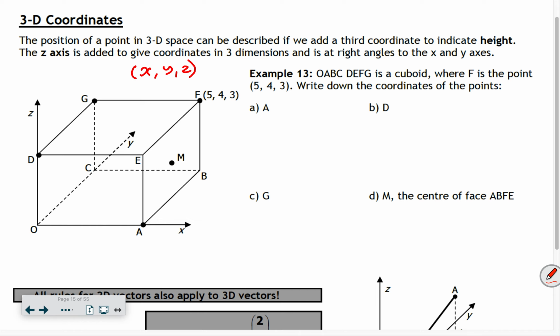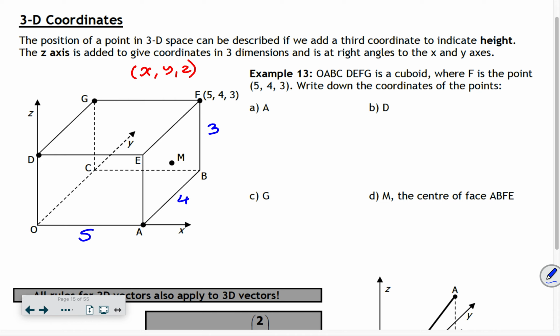Okay, so if I want to find the coordinate of point A, let's look at the dimensions of this cuboid here. If F is the point 5, 4, 3, that means that the length is 5, the breadth is 4, and the height is 3.